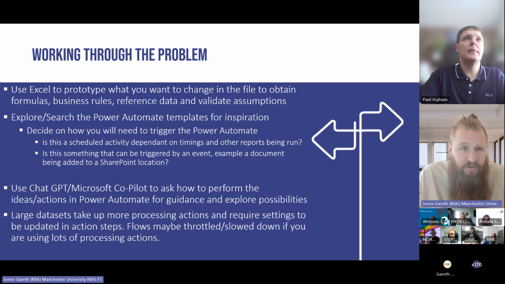Again, using ChatGPT or Microsoft Copilot, if you cannot find a template, and I would always look for the templates first within Power Automate, I would then fall back to using ChatGPT or Microsoft Copilot to ask how to perform the ideas or actions that you're wanting to achieve. And if you give it the context of saying, I want to achieve them in Power Automate, then the search results that come back will be within that framework.